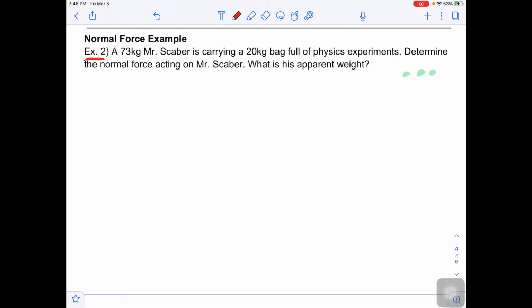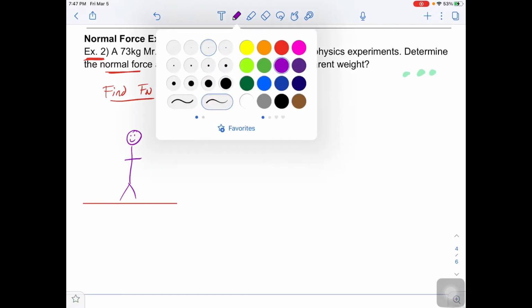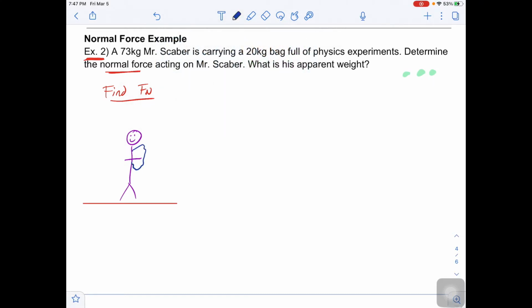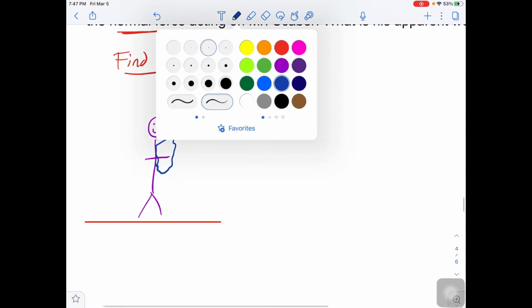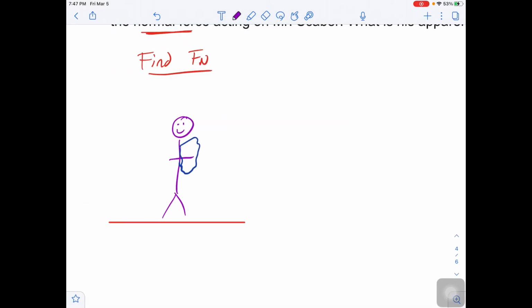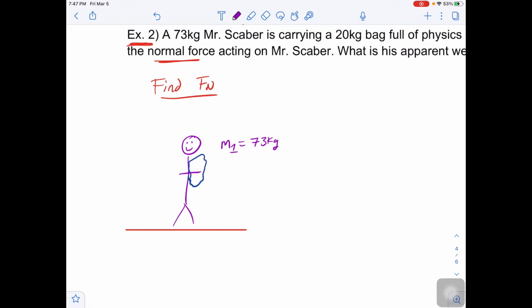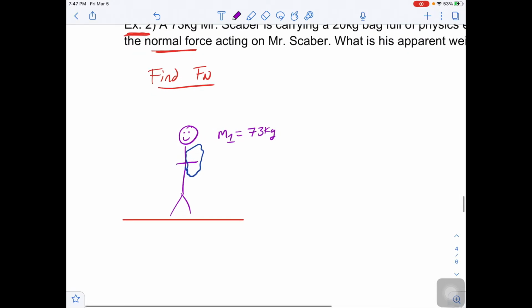So at this point, let's figure out the normal force. So find Fn. Now let's draw a rough sketch of what's happening here. So there I am, and I'm happy because I got a backpack full of physics experiments. Now, the mass of myself, let's call myself mass 1, I'm 73 kilograms, stated in the question. Now mass 2 is my backpack, and that thing is 20 kilograms.